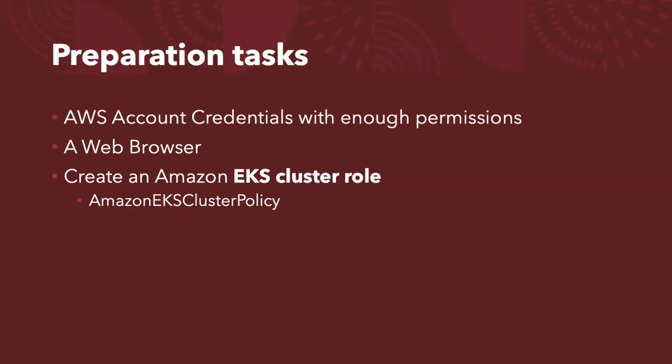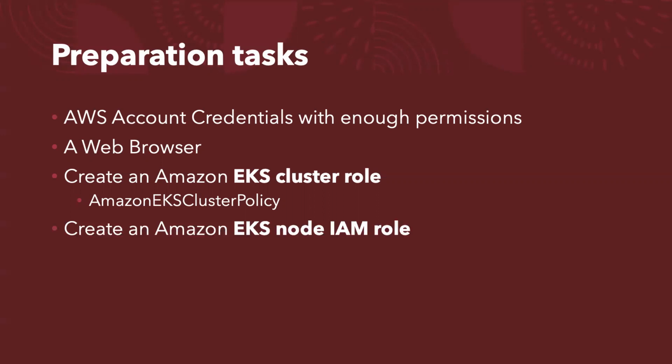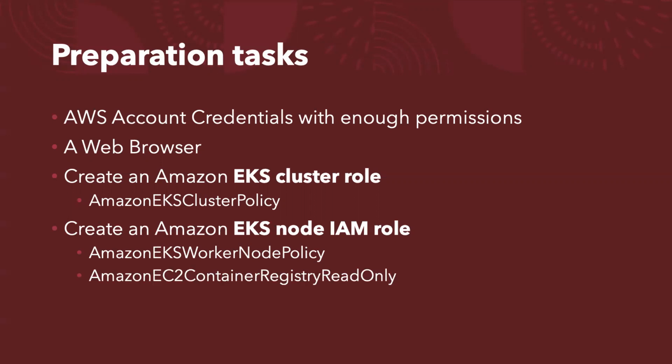Okay, and you need to have the right policy. At minimum, you need to have the Amazon EKS cluster policy attached to this EKS cluster role. And also, you need to create an Amazon EKS node IAM role. In this IAM role, you need to attach three policies: Amazon EKS worker node policy, Amazon EC2 container registry read-only policy, plus Amazon EKS CNI policy. Once you've done this, you're ready to go.